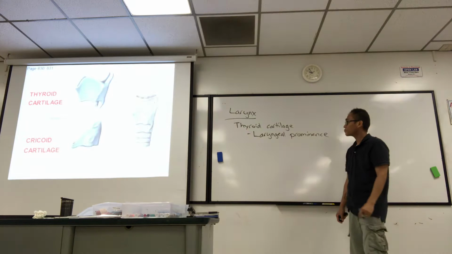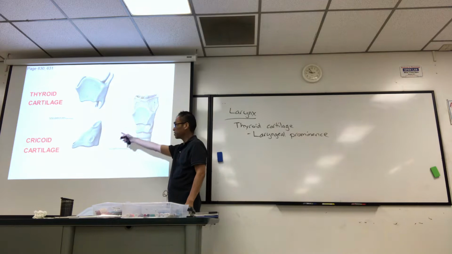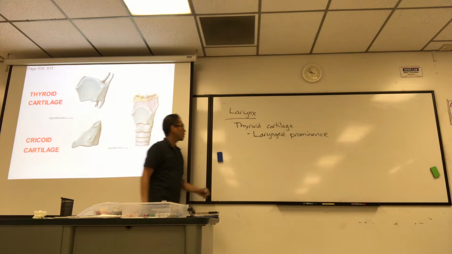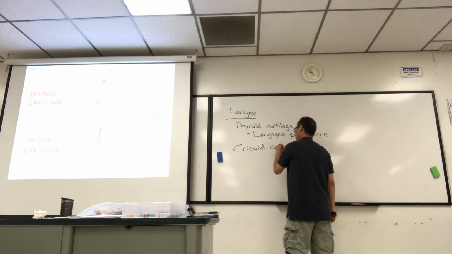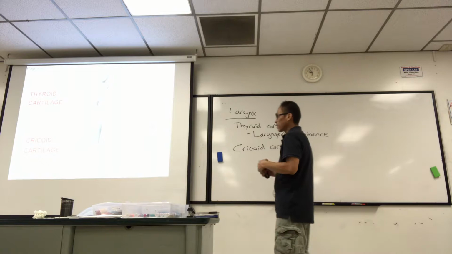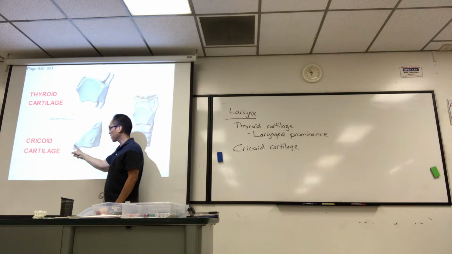Then you have the cricoid cartilage. It's a singular cartilage shaped like a ring. Cricoid means ring. Like a guy's class ring, you've got a big face here, and that's the band of a class ring. So it's kind of like a backwards class ring here.